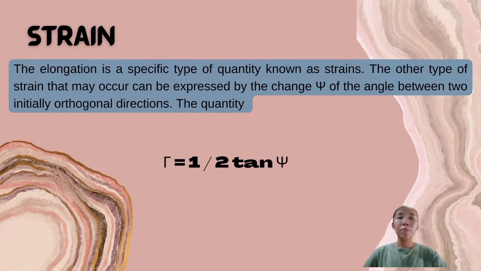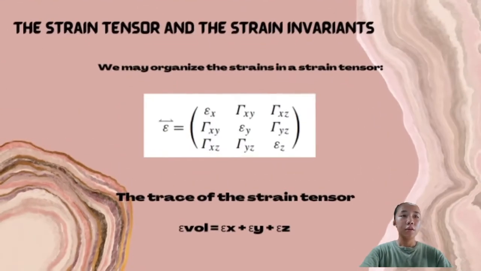For many applications, one will be only dealing with infinitesimal strains, which implies that the strains, elongations, and angles are all so small that their products and squares can be ignored. We will make these approximations, ignoring nonlinear effects. So this is the trace of the strain tensor. Elongation of volume equals elongation x plus elongation y plus elongation z. So it is identical to the volumetric strain, the relative decrease in volume. So the volumetric strain is independent of the choice of coordinate axes, and it is thus an invariant.